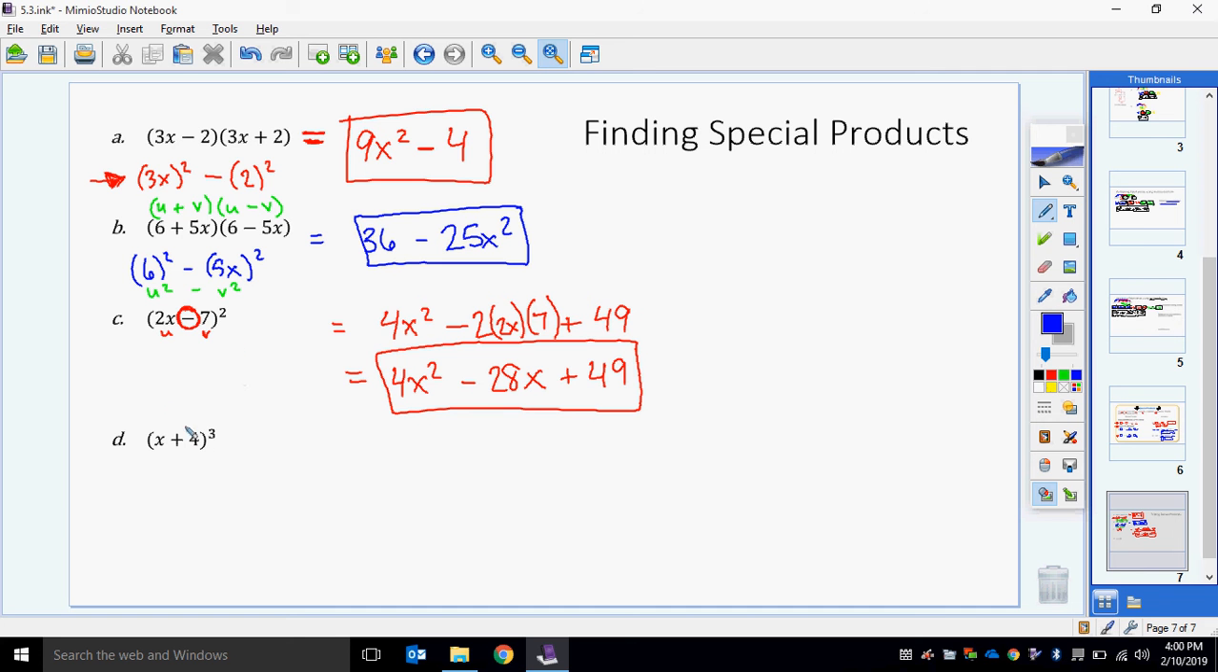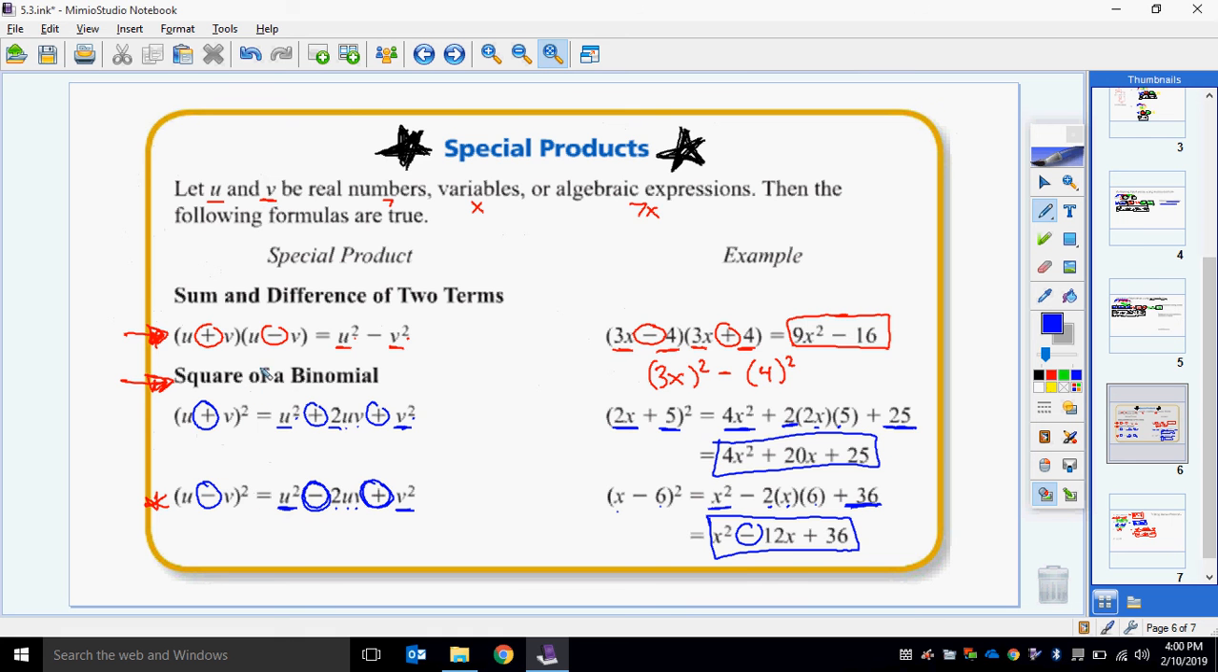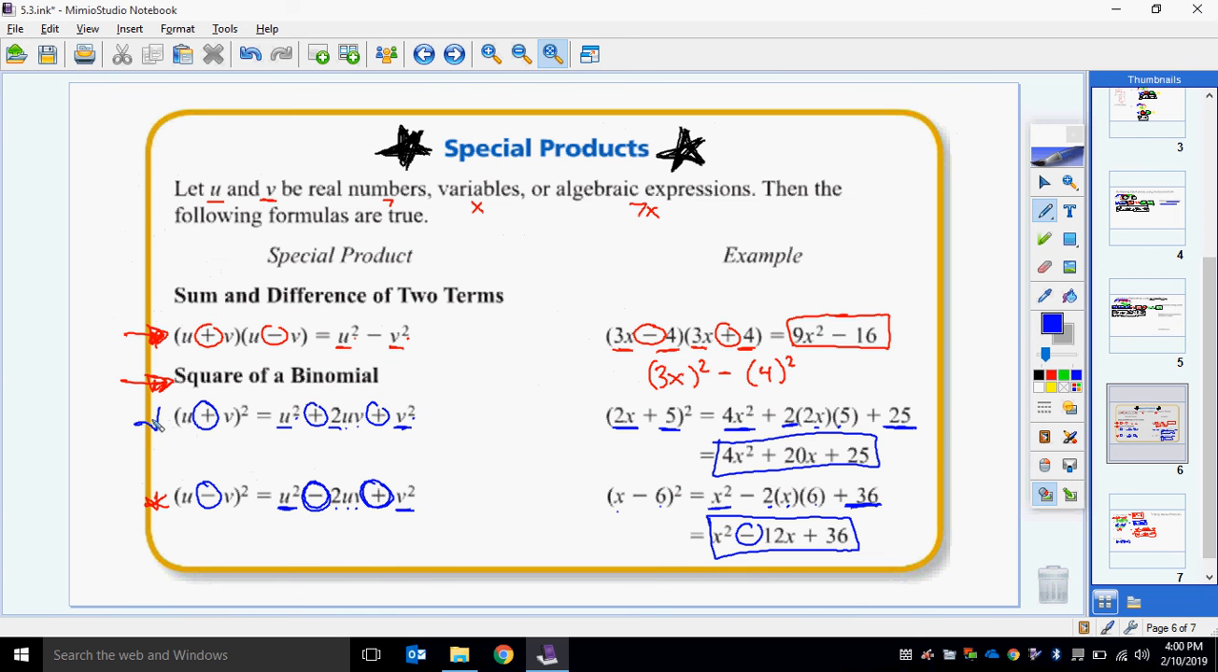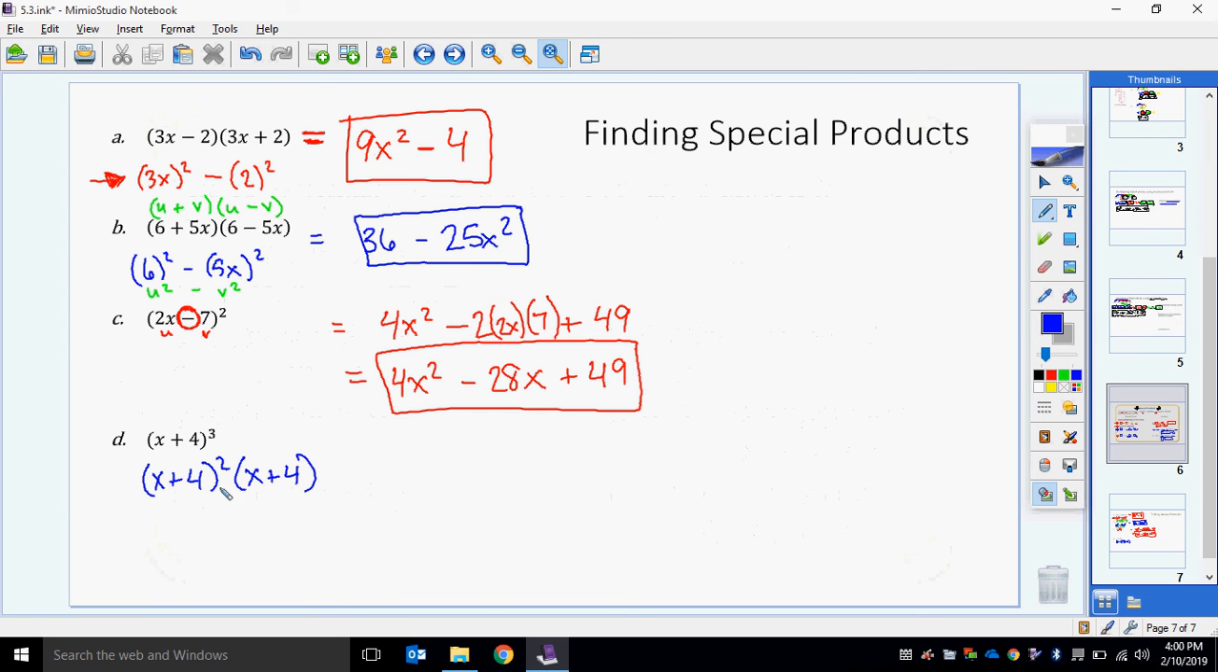Now the last one says x plus 4 cubed. So wait a minute, I don't have that here. Well, what does x plus 4 cubed mean? It also means x plus 4 squared times x plus 4, right? I have how many x plus 4s being multiplied here? 3 of them. Okay, so what's x plus 4 squared? Oh, hey, now I'm here. I'm squaring a binomial and it says plus. So I'm going to follow this square of a binomial. And I want you to do that now. Just tell me what x plus 4 squared would be.